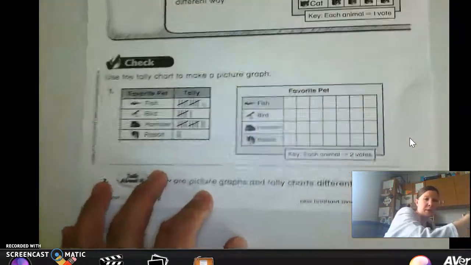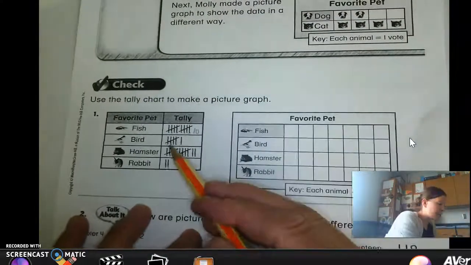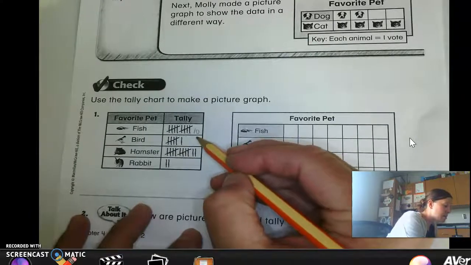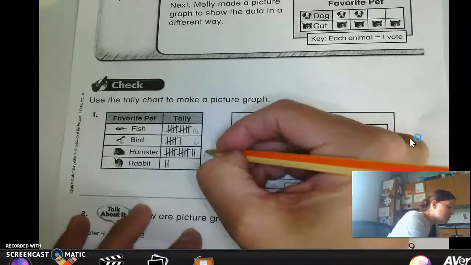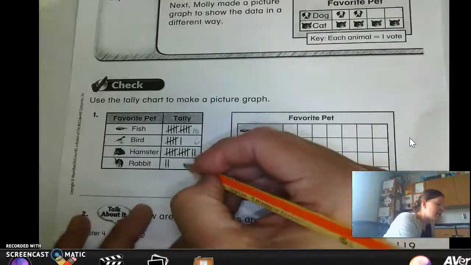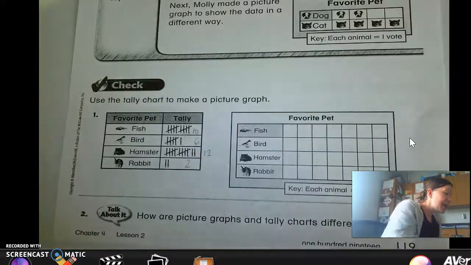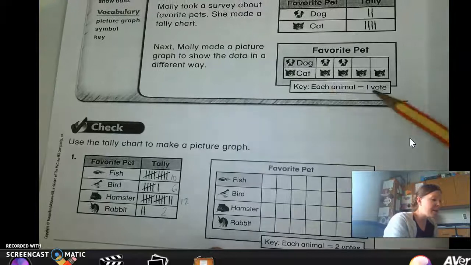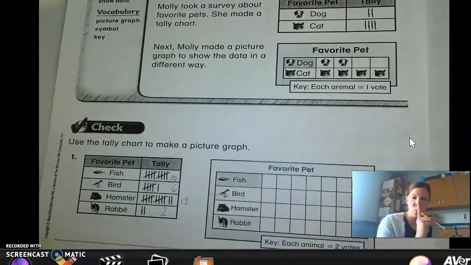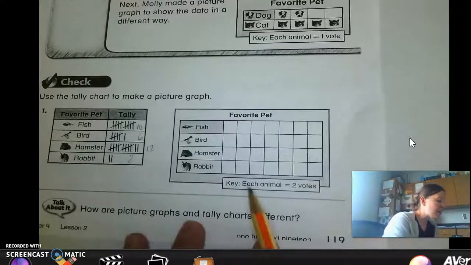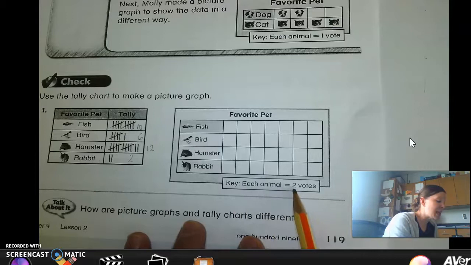Then we look, how many birds are there? Well, there's 5 plus 1, so we have 6. 5, 10, plus 2 is 12, rabbit, and there are 2 for rabbit. Okay, now the difference here is up here, every animal equaled 1, which means I needed 1 picture per vote. But down here, the key says each animal equals 2 votes.